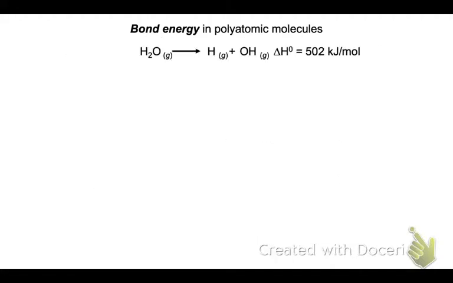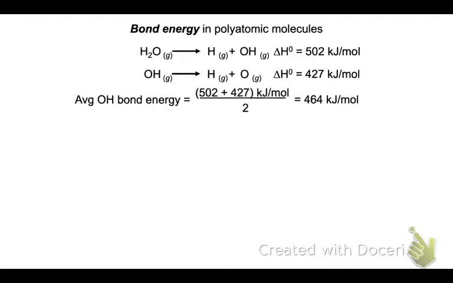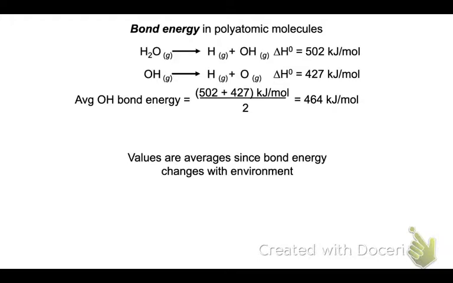Now, in water, we have 2 covalent bonds between hydrogens and oxygens. Breaking the first one will cost 502 kilojoule, and breaking the second one will cost 427. Since there are 2 bonds in a molecule, we average it out, and we say that on average, every oxygen-hydrogen covalent bond in water costs 464 kilojoule per mole. Values are always an average, since bond energy changes with environment.